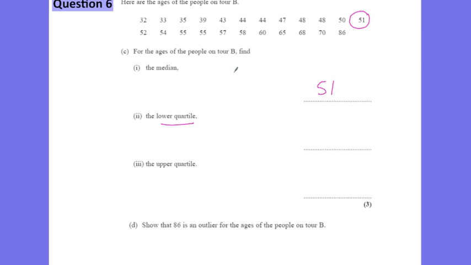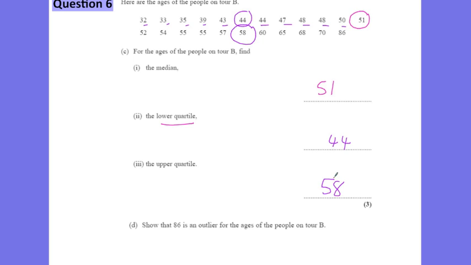To find the lower quartile, we're looking at these numbers here and finding the middle value, which is 44, just here. We can count 1, 2, 3, 4, 5 above, 1, 2, 3, 4, 5 below. Similarly, this number here, 5 above, 5 below, will be the upper quartile.